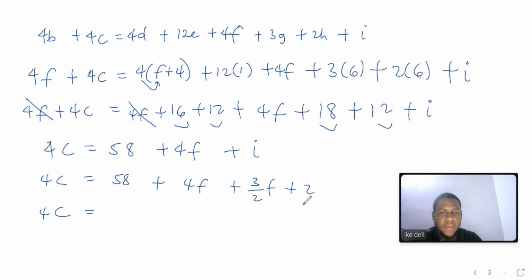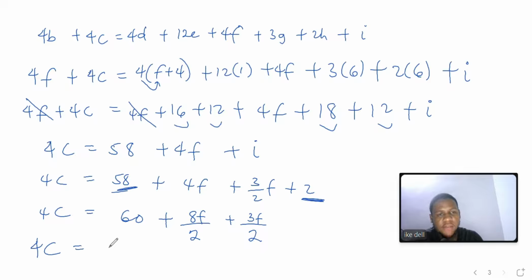So 4c should be 60 plus, now what is 4f plus 3 over 2 f? You see that 4f is the same thing as 8f over 2. And here is 3f over 2. These other two here, I've merged with 58 already. So now I have 4c is equal to 60 plus, now 8 plus 3 is 11, so 11f over 2. So that's what 4c is.